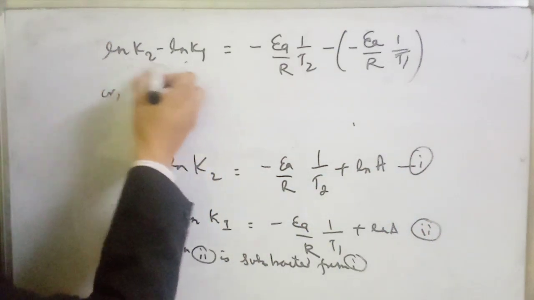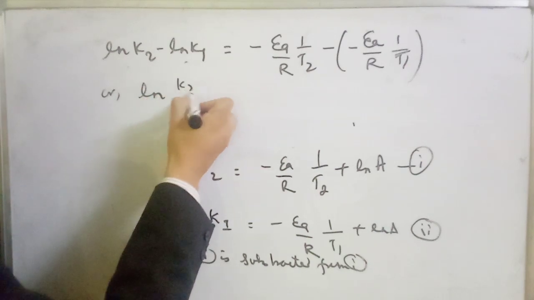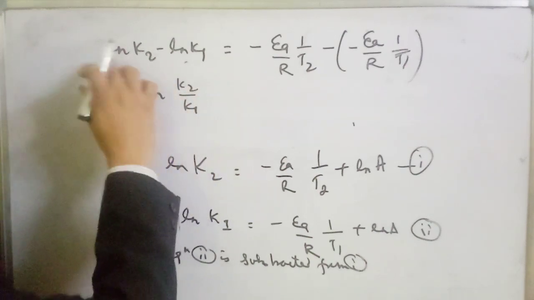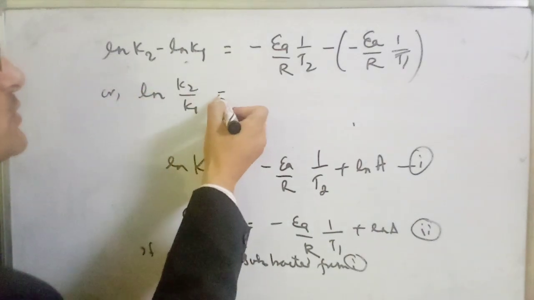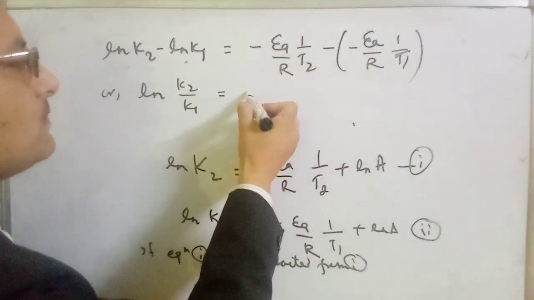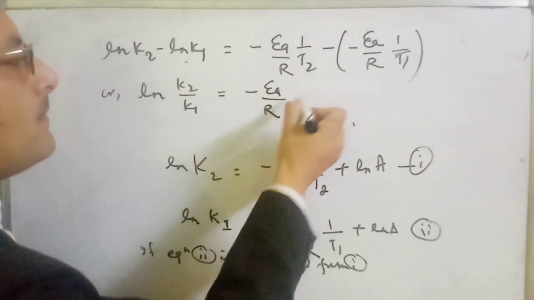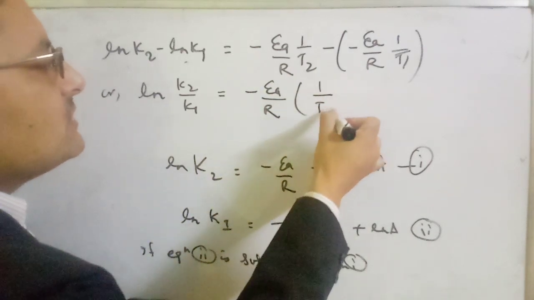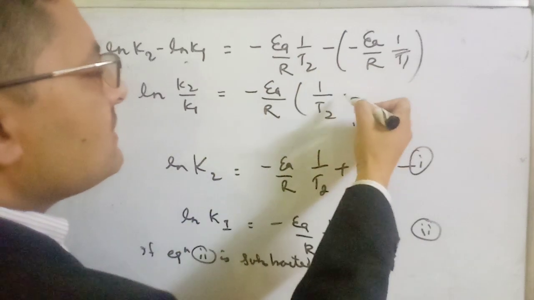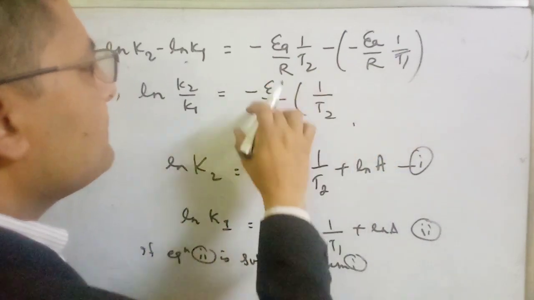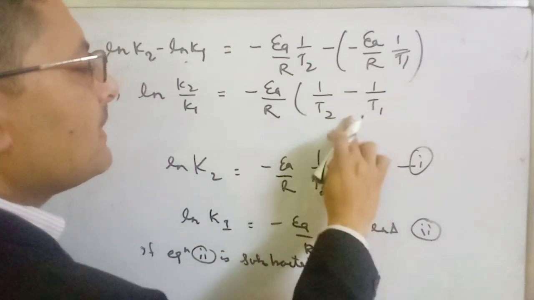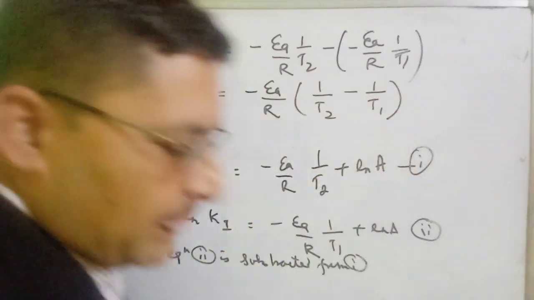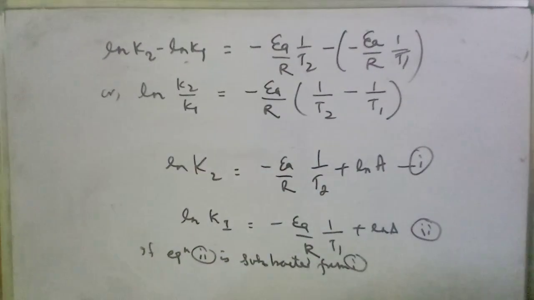Now ln K2 minus ln K1 will be ln K2 upon K1. You know, ln A upon B equals ln A minus ln B. That is the formula. So you can easily write ln K2 upon K1 equals minus Ea upon R, which will be common, times 1 upon T2 minus 1 upon T1. This will be the equation. So this kind of equation you can easily obtain here.